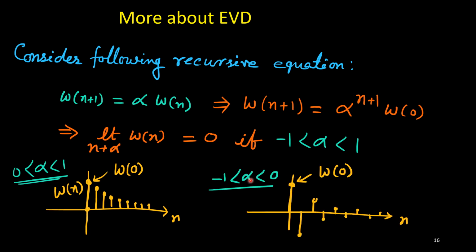Next, if alpha is within minus 1 to 0, then also it will converge. If initially it is positive, next time it will be alpha times W0, and alpha itself is negative, so the value becomes negative, but the magnitude is less than W0. Similarly, it is alpha squared W0, then alpha cubed W0. So it alternates between positive and negative, but it is converging to 0. So we put the condition on alpha that if alpha is within minus 1 to plus 1, then this recursive equation will converge to 0.